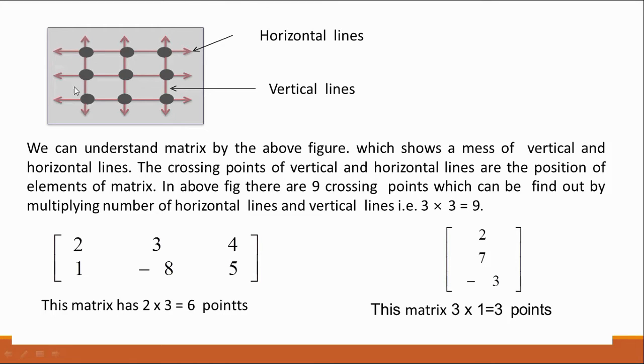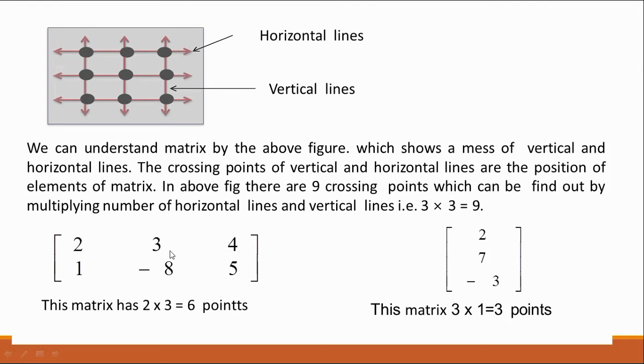3 horizontal lines: 1, 2, 3. These are horizontal lines. These are the vertical lines. 3 horizontal lines and 3 vertical lines. So there are 3 multiplied by 3, which gives 9 crossing points.